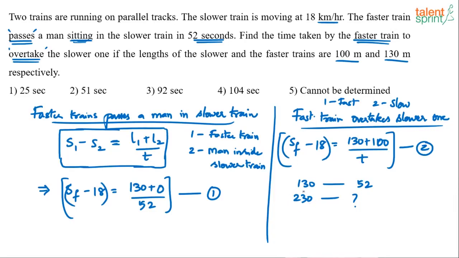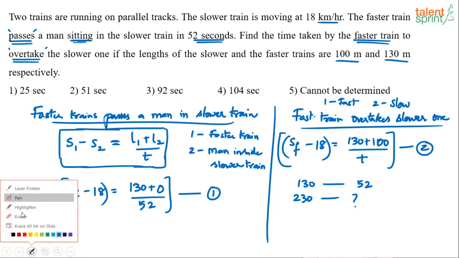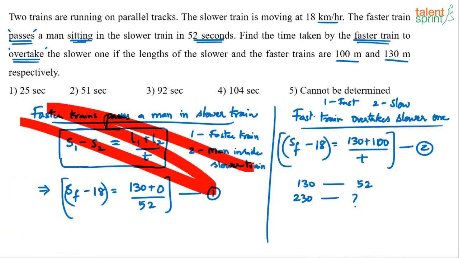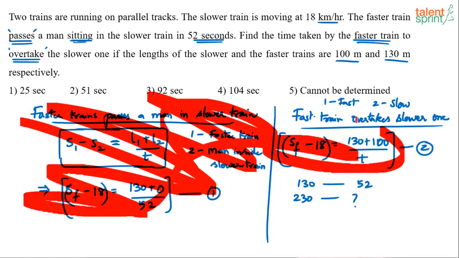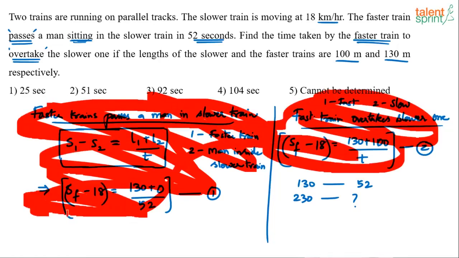How much time will it take to cover 230 meters? And when you are writing this, you don't have to do all this in the exam. Let me show you. Whatever I am highlighting here need not be put on paper. Whatever is in red is not required. Smart students will directly put this on paper. They will not be worried about speeds, relative speeds and all that, because it's about the faster train with a relative speed of the slower train. 130 meters in 52 seconds, 230 meters in how many seconds? Now how much time will this take?